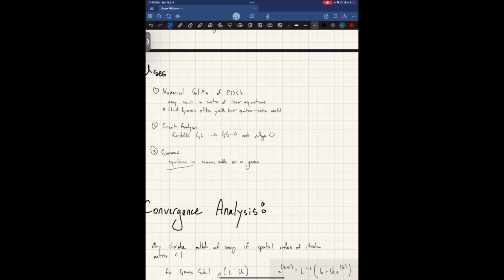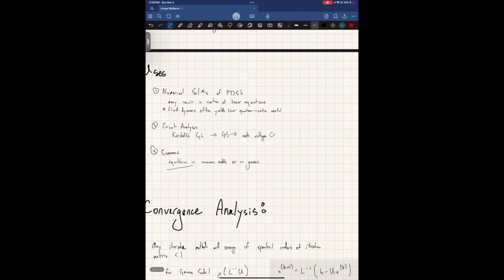Secondarily, in circuit analysis, using Kirchhoff's equations for circuits, we can get, again, a system of linear equations. I think we're seeing a theme here. And then plugging that into the Gauss-Seidel method, we can get node voltages for those circuits, which are useful for numerous things in electrical engineering.